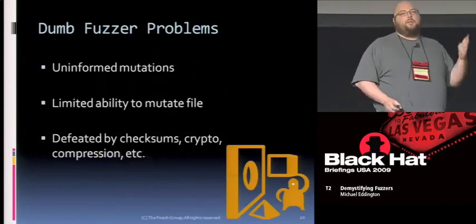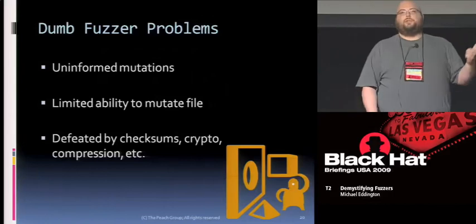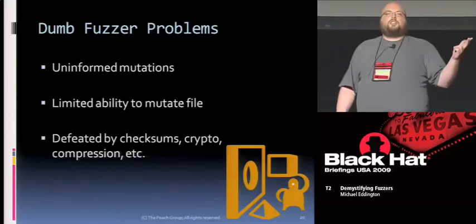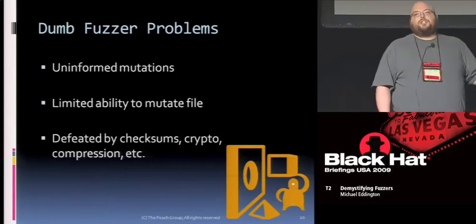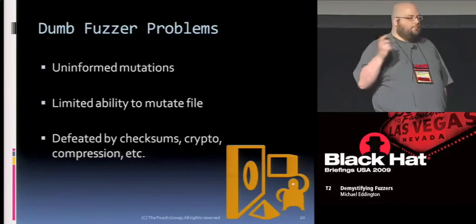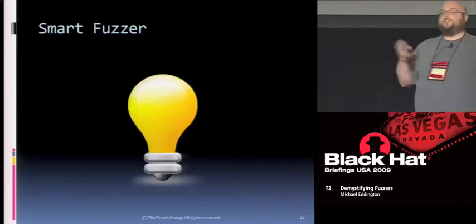We have a limit on the amount of mutations that we can do intelligently since we know nothing about the structure, and we get defeated by any form of checksum, crypto, compression, or any other sort of interesting modification like that. So enter the world of smart fuzzers.